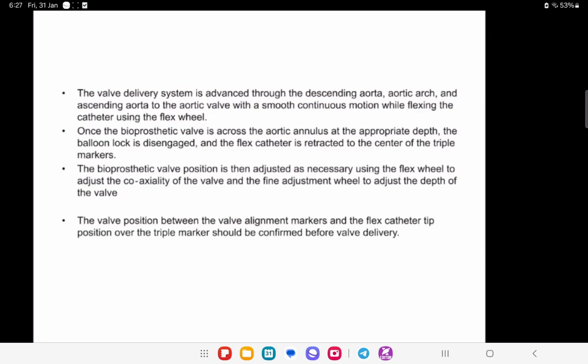The bioprosthetic valve position is then adjusted as necessary using the flex wheel to adjust the coaxiality of the valve and the fine adjustment wheel to adjust the depth of the valve. The valve position between the valve alignment markers and the flex tip catheter position over the triple marker should be confirmed before valve delivery.